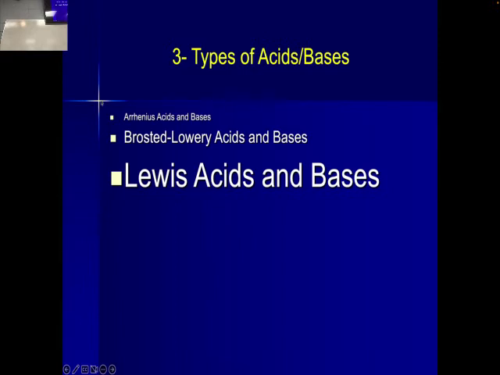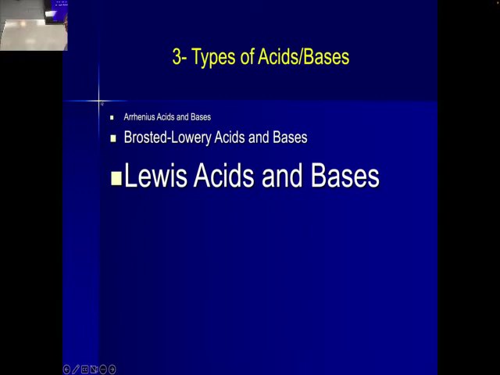Then comes along G. N. Lewis. Lewis structures, Lewis acids and bases, it's the same Lewis. It's the guy who should have won a Nobel Prize that didn't. He was not liked by his colleagues, apparently. Should have gotten a Nobel Prize, in my opinion, because we talk about his name all the time.